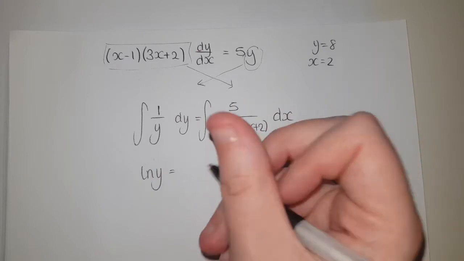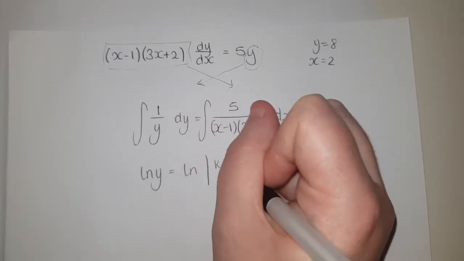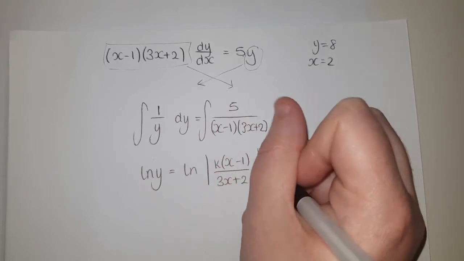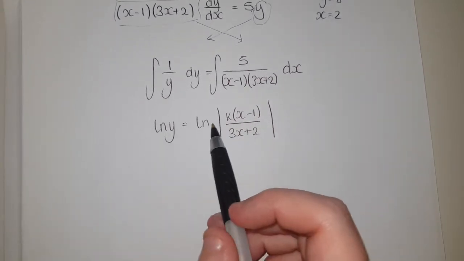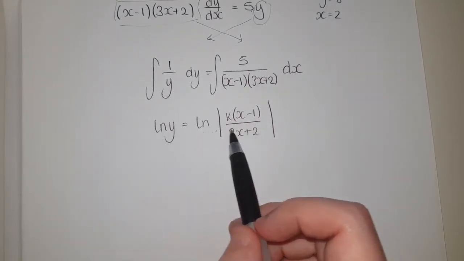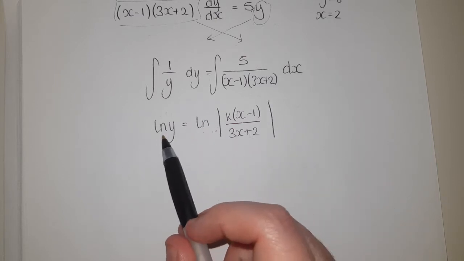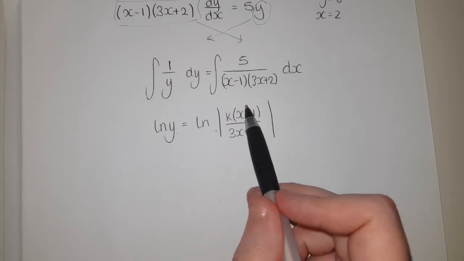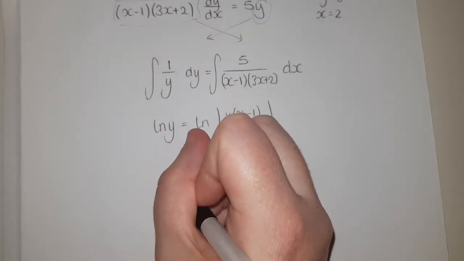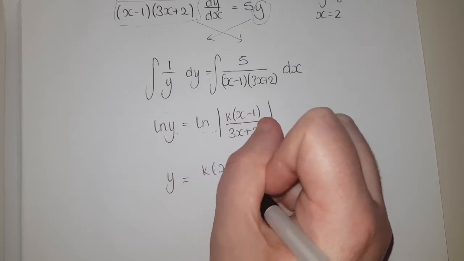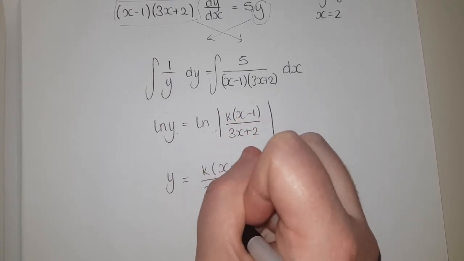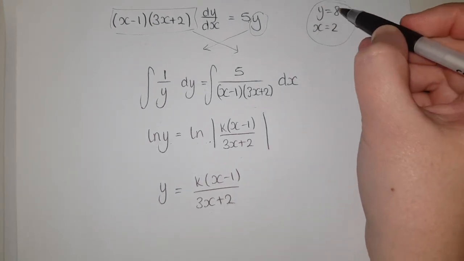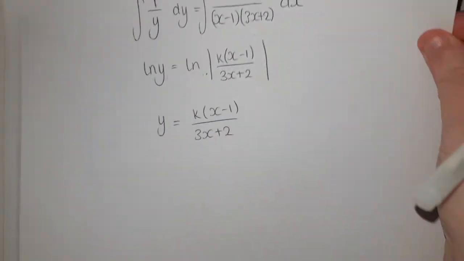This was our answer to b, which we said was ln of k brackets x minus 1 over 3x plus 2. Now, the reason that we made this into just one entire log term is because if I've got log of something equals log of something, then this term here must be equal to this term here. So you can basically just remove the logs from both sides. So y is equal to k lots of x minus 1 over 3x plus 2. And the last part of this is they gave us 2 values. They wanted the solution when y equals 8, x equals 2.